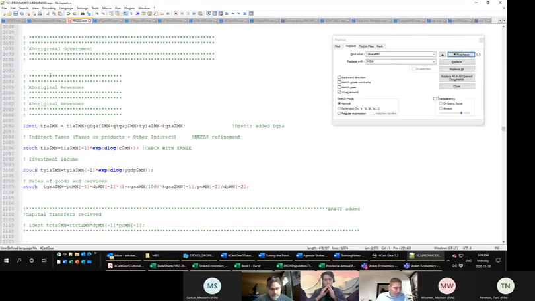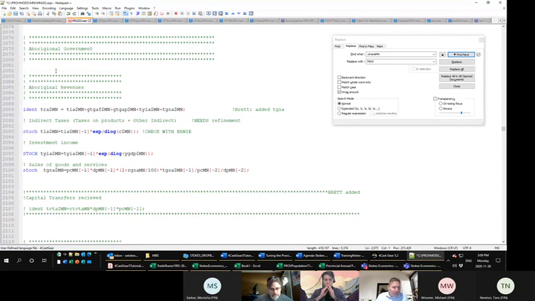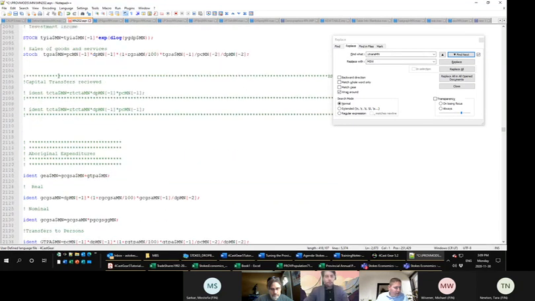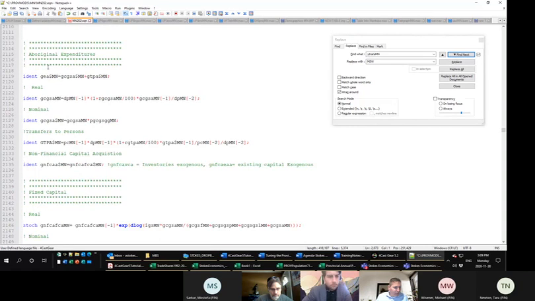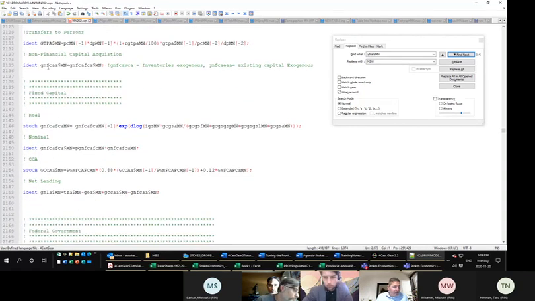We do have all levels of government here, the Aboriginals, the local, the provincial, and the federal sectors as we get into here. So both the revenue and expenditure side.